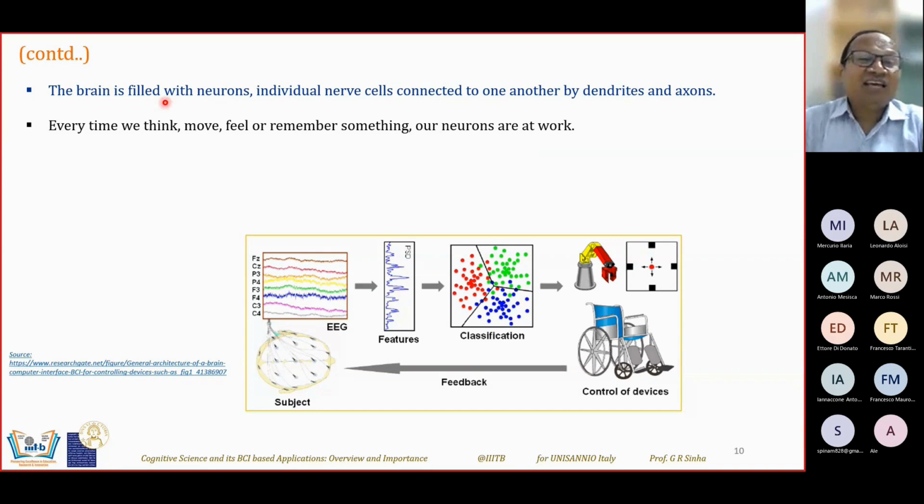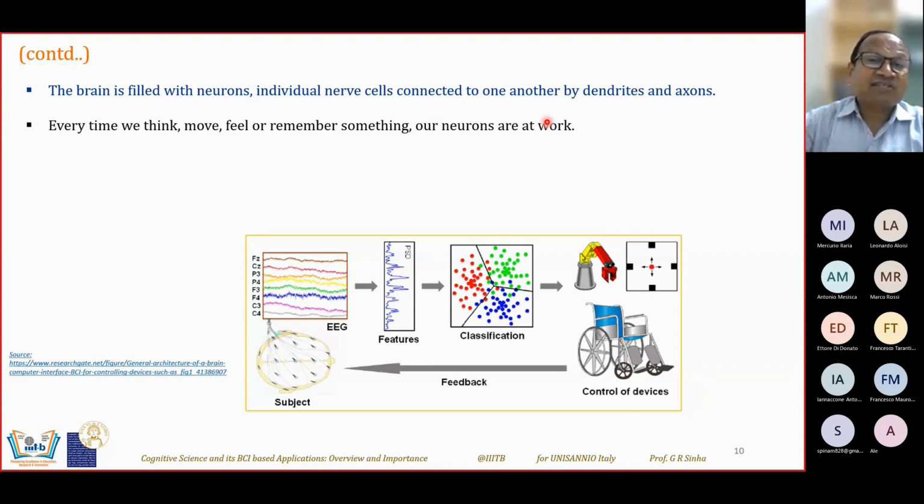The answer is, every time we think, whatever we think, whatever we move, whatever we do, whatever we feel, if we are sad, if we are happy, if we are excited, if we are enthusiastic, if we are walking, running, doing exercise, doing some other activities, remembering something, forgetting something, our neurons are always at work. It means when you are doing critical thinking, your neurons will be very busy.